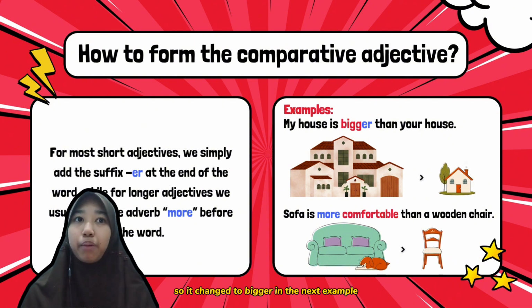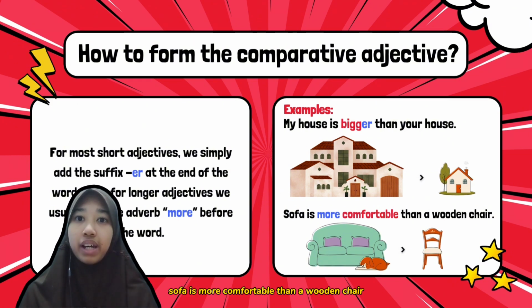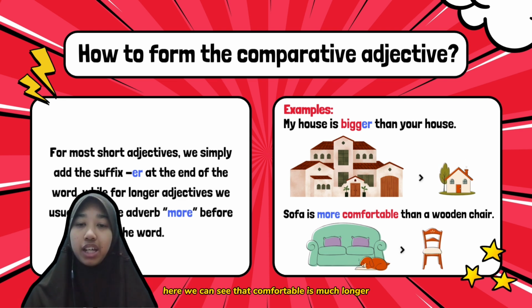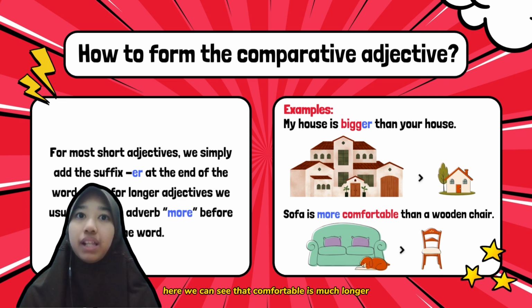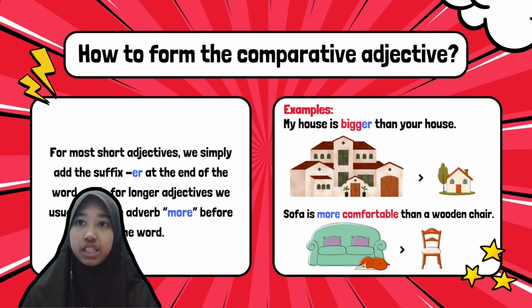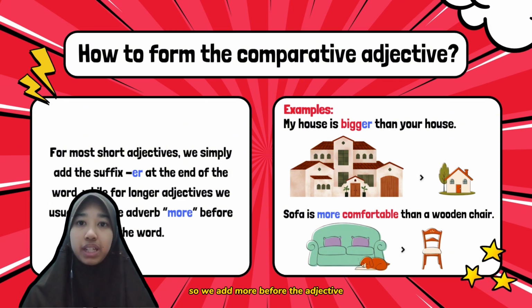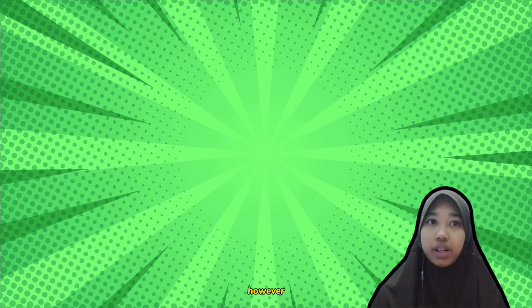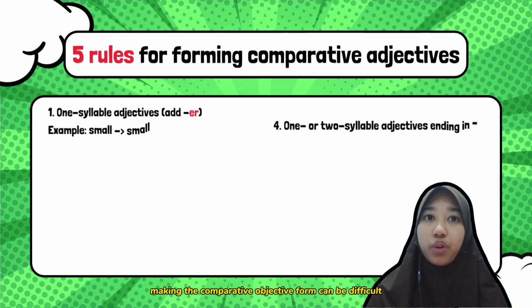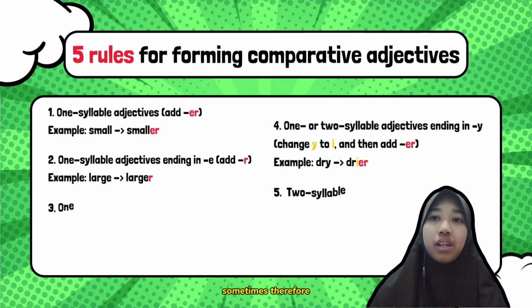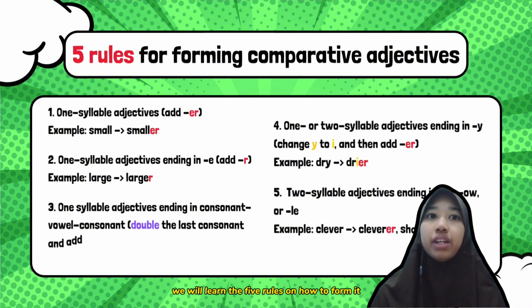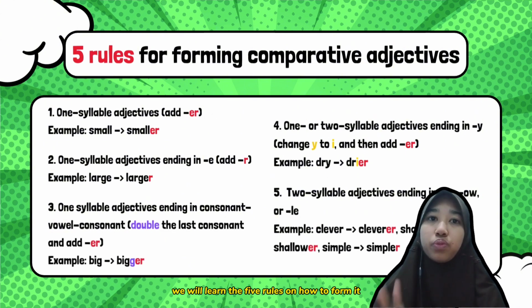In the next example, a sofa is more comfortable than a wooden chair. Here, we can see that comfortable is much longer, so we add more before the adjective. However, making the comparative adjective form can be difficult sometimes. Therefore, we will learn the 5 rules on how to form it.